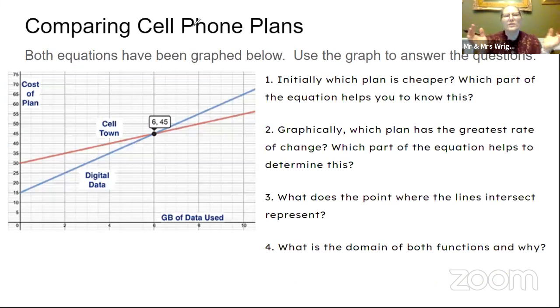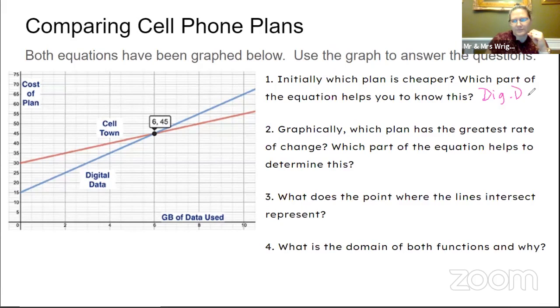All right, so we took those equations that we just had and we've graphed them here. You have the Cell Town cell phone plan in red, and the Digital Data plan in blue. We're going to use this graph to answer these questions. Initially, at the beginning, if you use less data, which plan is cheaper and how do you know this? Well, Digital Data is cheaper at the first part of the plan.